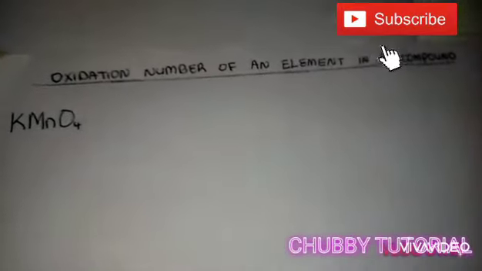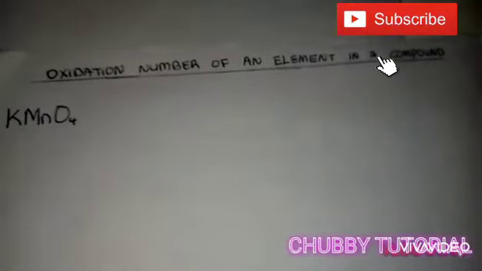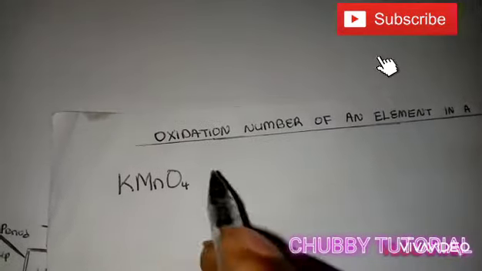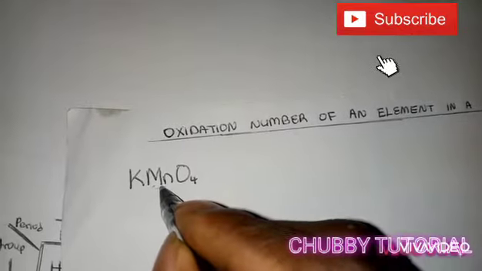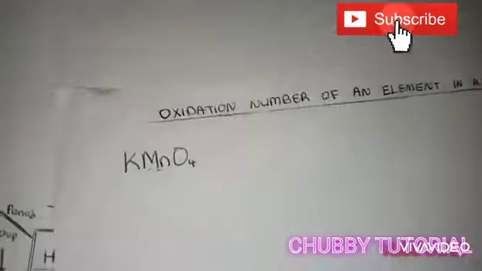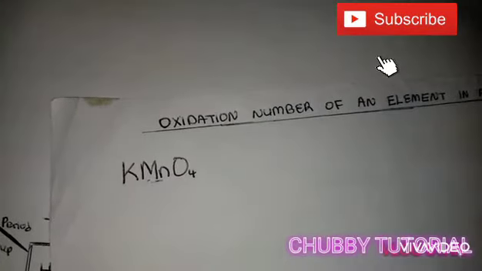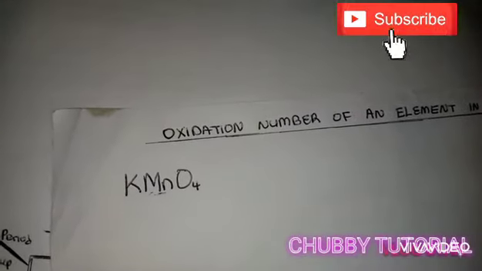So what we'll be looking at today is the oxidation number of an element in a compound. The compound we'll be looking at today is KMnO4. We are to get the oxidation number of manganese in this compound. I will be teaching you guys a trick that will help make solving such questions simple for you.